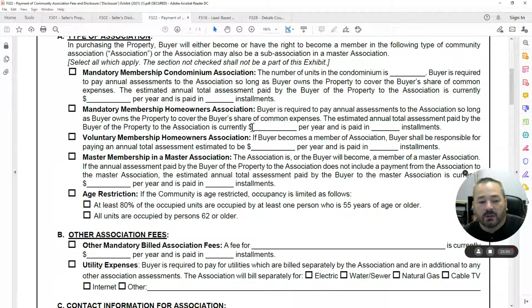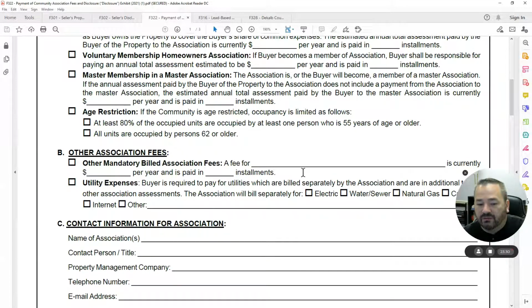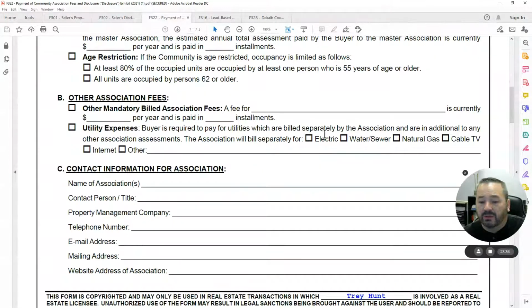It's $2,400 a year and is paid in 12 installments of $200 a piece. Okay, so we're going to fill those in. Any other association fees? Is there a one-time fee per year? Are utilities billed separately by the association? There are some HOA associations where part of belonging to the association is that your water is provided to you, but you are billed for that.